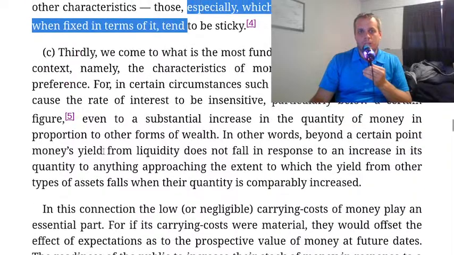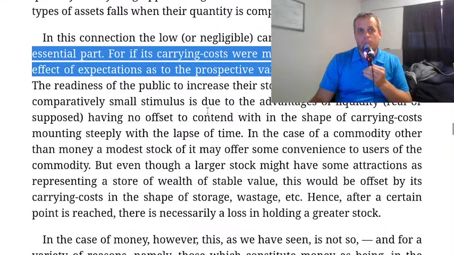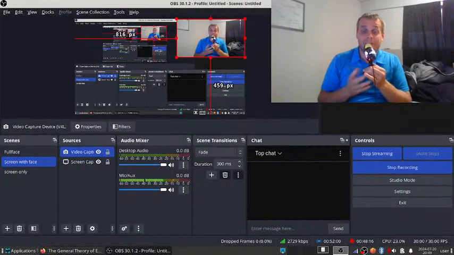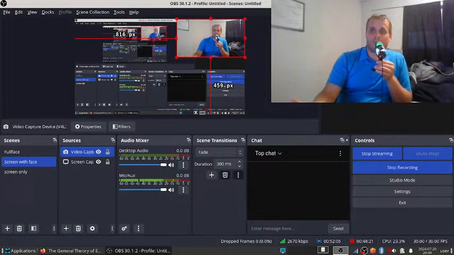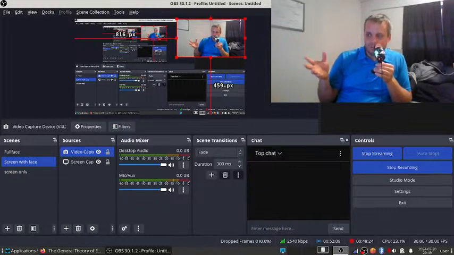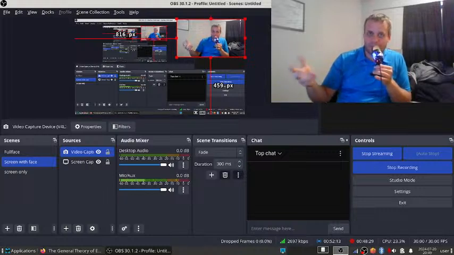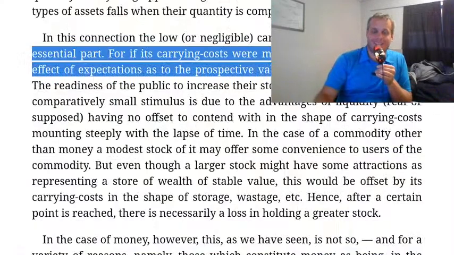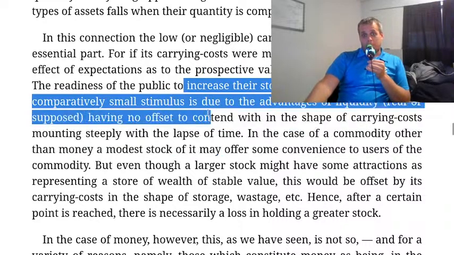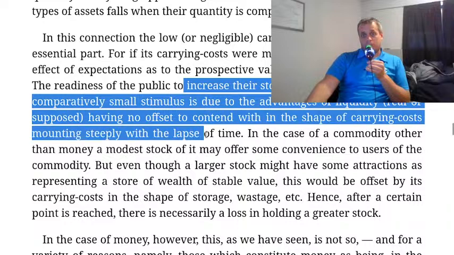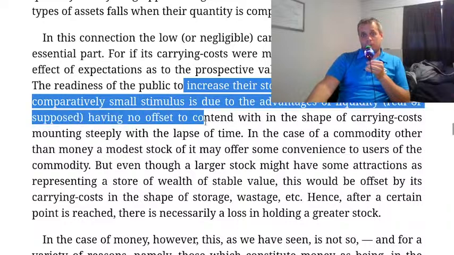In this connection, the low or negligible carrying cost of money plays an essential part. So you can hold on to money. It's really lightweight. People talk about this with regards to Bitcoin. Bitcoin would even be better in terms of this, because you can just hold it as digits. But like I said, it's not a claim to anything except itself. But the readiness of the public to increase their stock of money in response to a comparatively small stimulus is due to the advantages of liquidity having no offset to contend with.